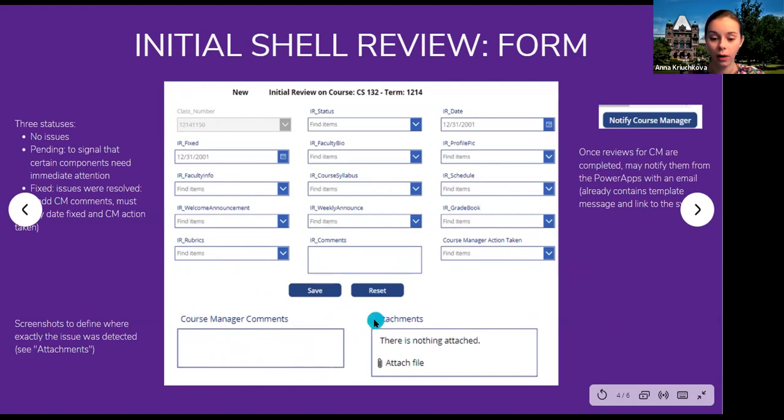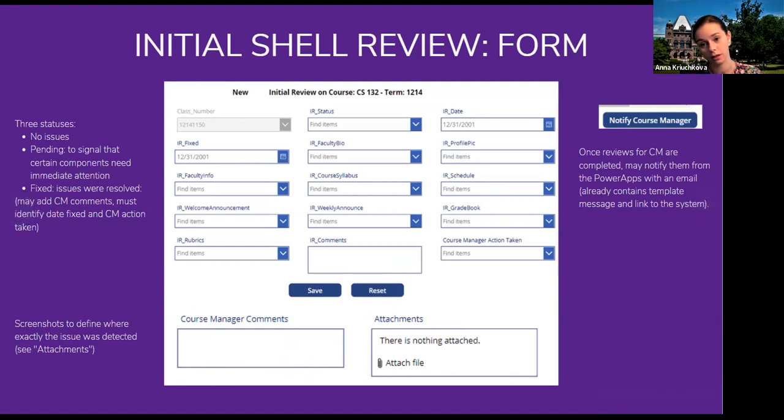Another quite helpful tool is the attachments. It gives you an opportunity, and that's something that I utilize quite often personally. When I go into the shell and I notice the issue, I take a screenshot of that issue and mark where exactly the problem exists. And it makes it much easier for the course manager to communicate when there are problems going on. And also it makes the life of the instructor easier, so they know exactly where to go to fix the issue.